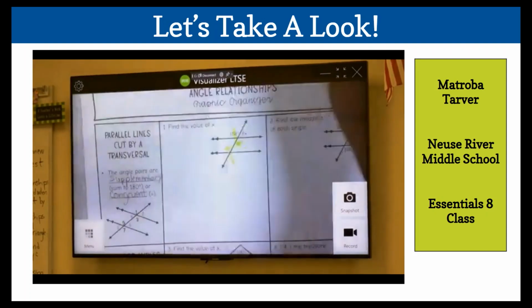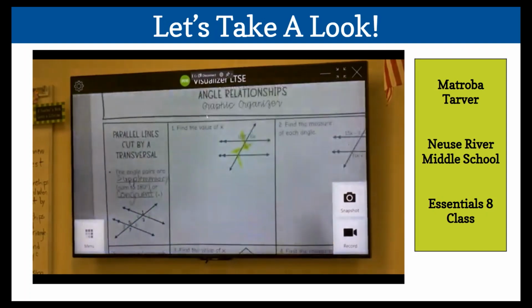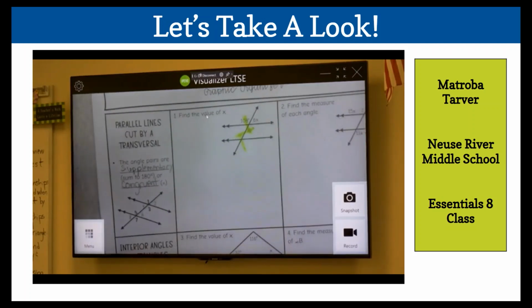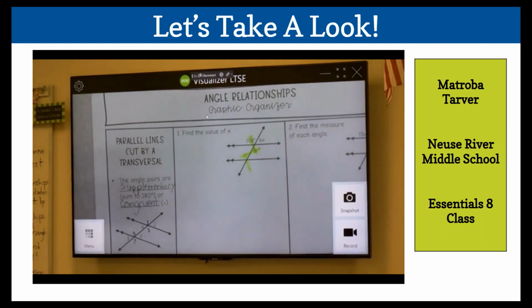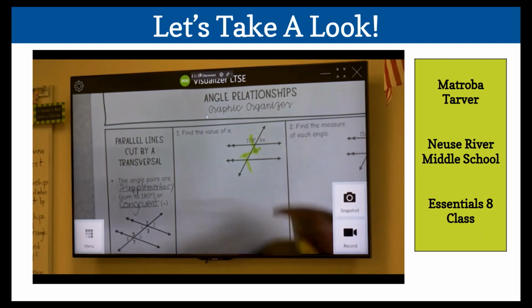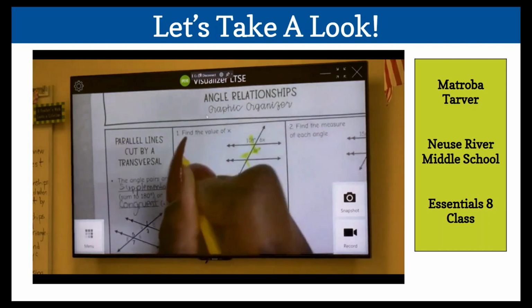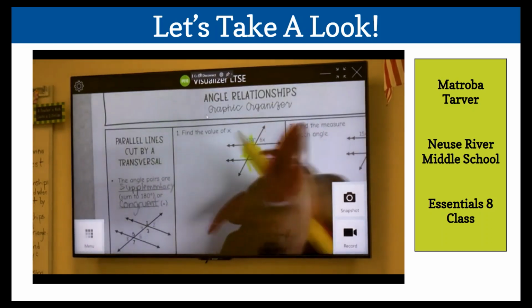Okay? So when we are solving this problem, we can find the missing angle measurements by using equations. Okay? Xavier, tell me how could I set this problem up? 6x plus 1 equals 180. Okay.